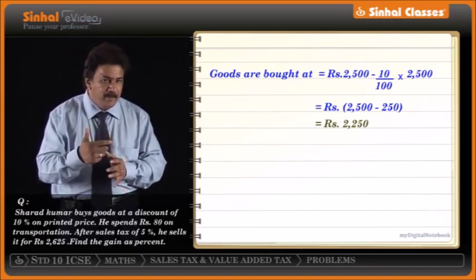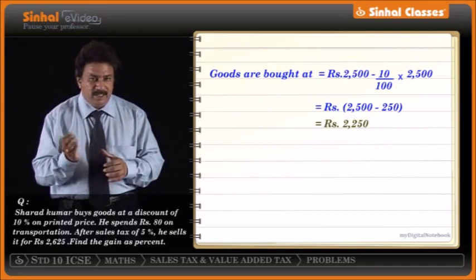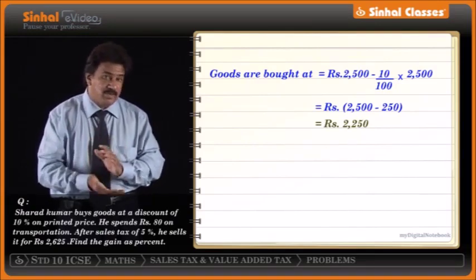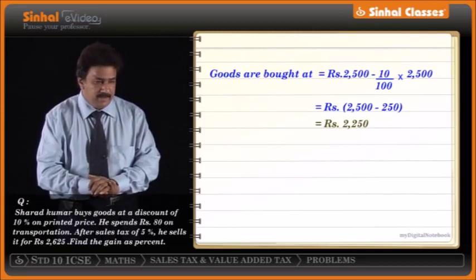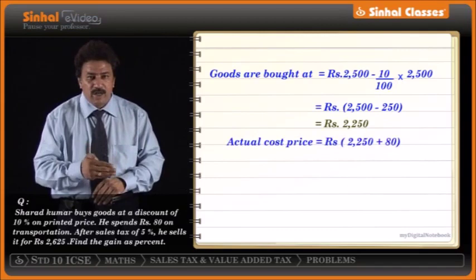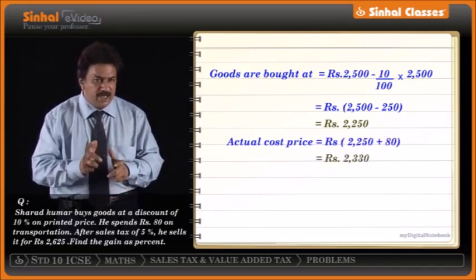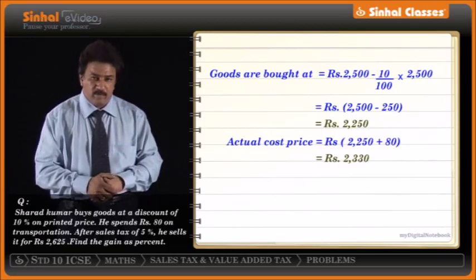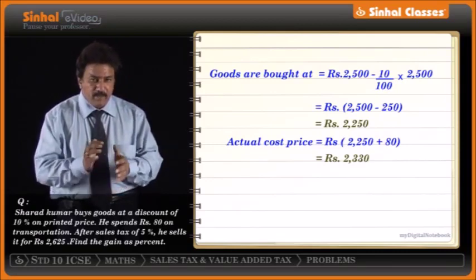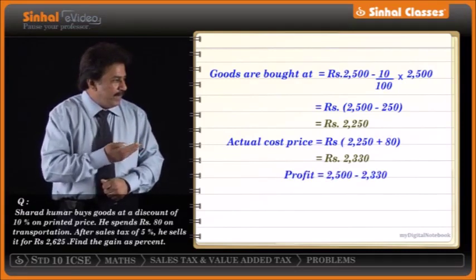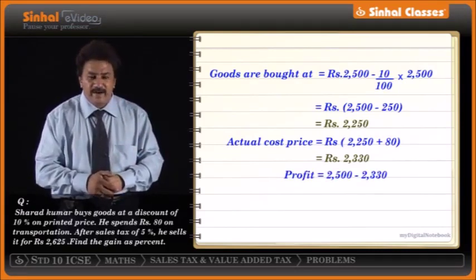But he has spent 80 rupees more on transportation. Now this will again add up to the cost. So we are finding now the actual cost price of the product. That is 2250 plus 80. That comes to 2330. That's the actual cost of the good which is sold by Sharad Kumar. Now we have to find the profit. Now profit is equal to 2500 minus 2330.